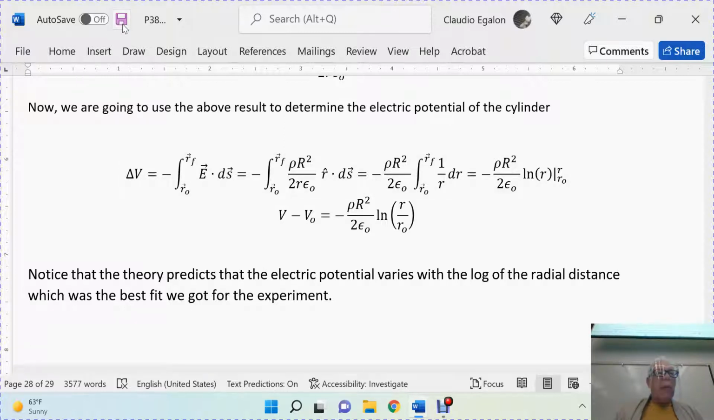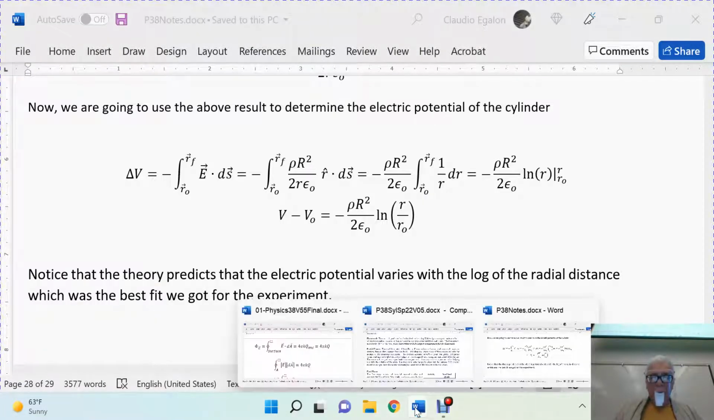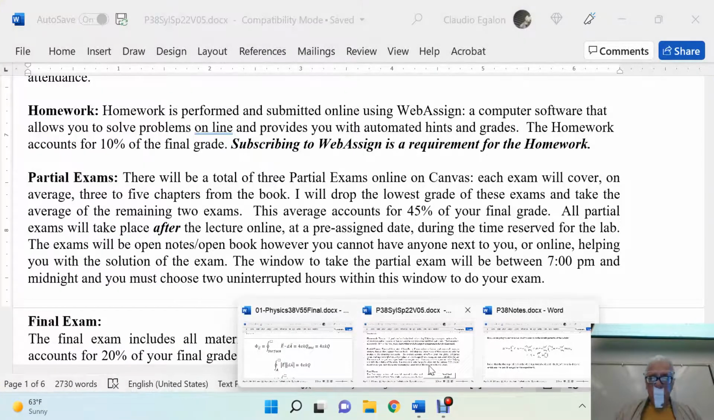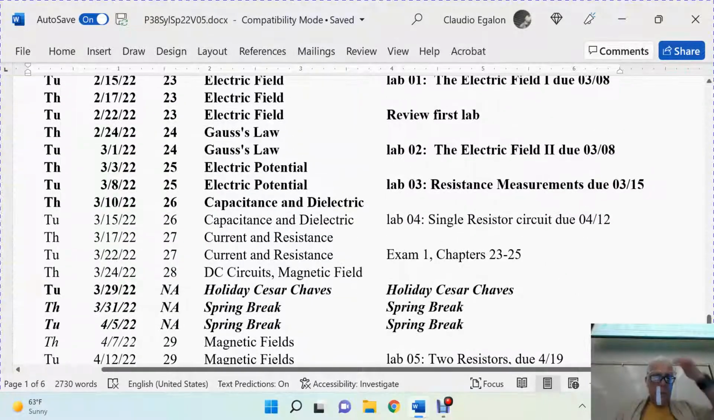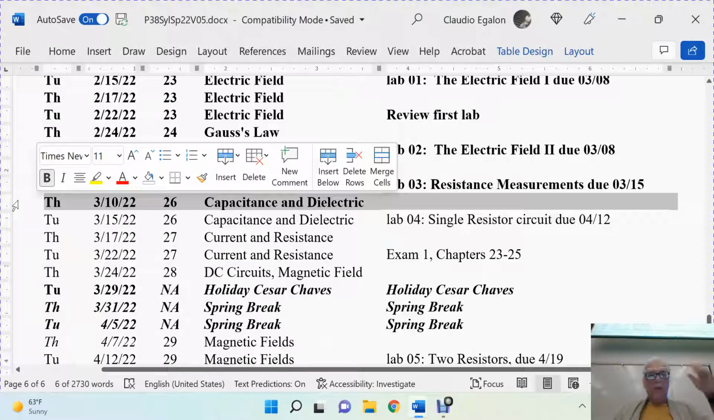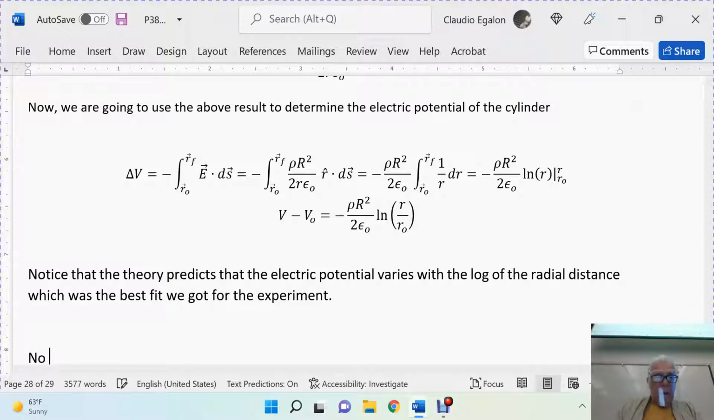Now what we are going to do is go to the next chapter. Go back here to the next chapter, and that's going to be capacitance and dielectrics, chapter 26. Now we will cover chapter 26, capacitors and dielectrics.